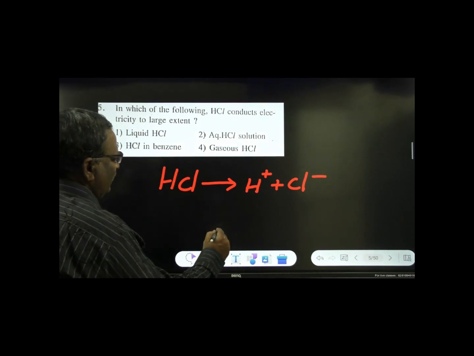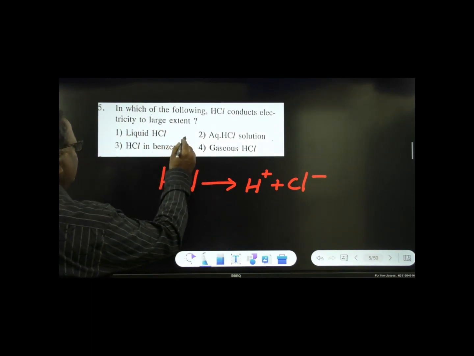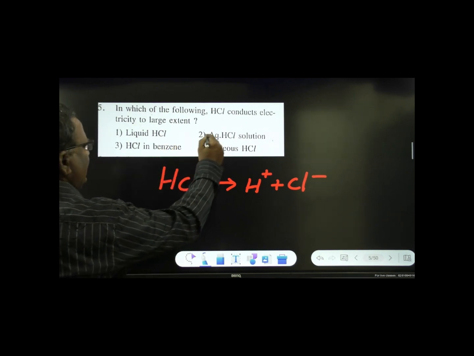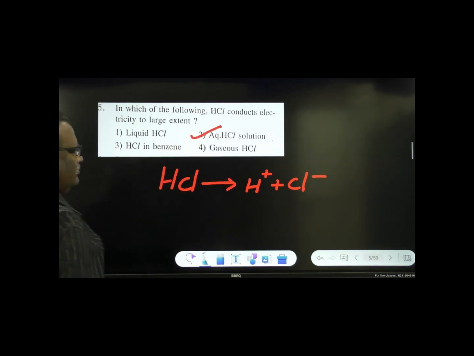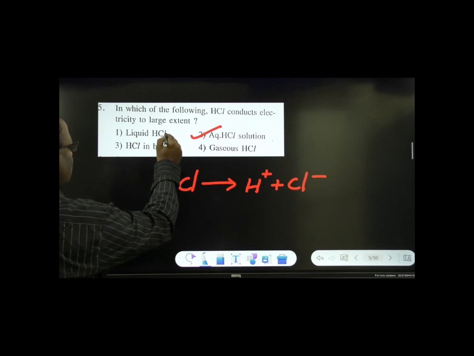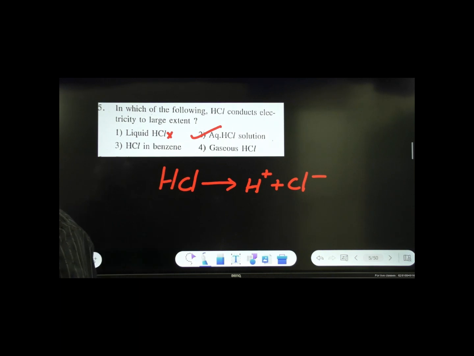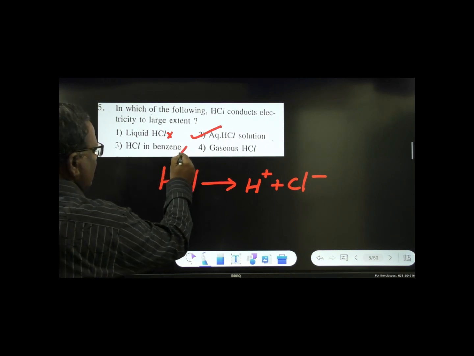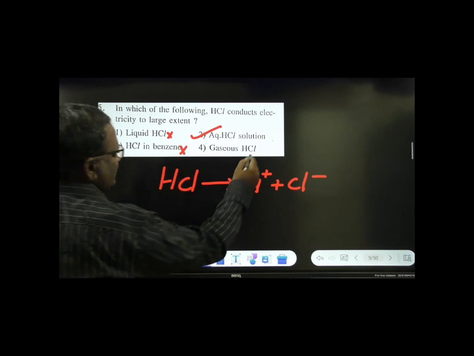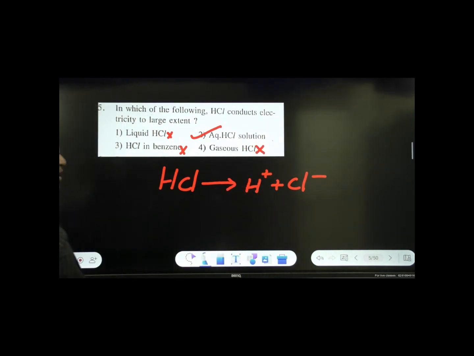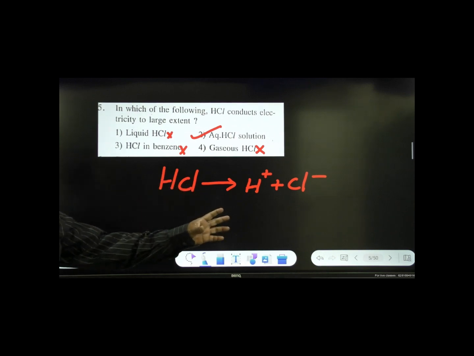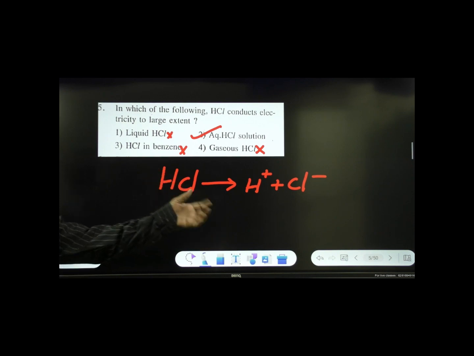So ionization of HCl is maximum in aqueous solutions, not in liquid solution. HCl also ionizes to some certain extent, but fewer H+ ions are present. In benzene it is not dissociated. In gaseous HCl also free ions are not available. So aqueous HCl is completely ionized because it is a strong acid, and more ions are available and more electricity will be conducted.